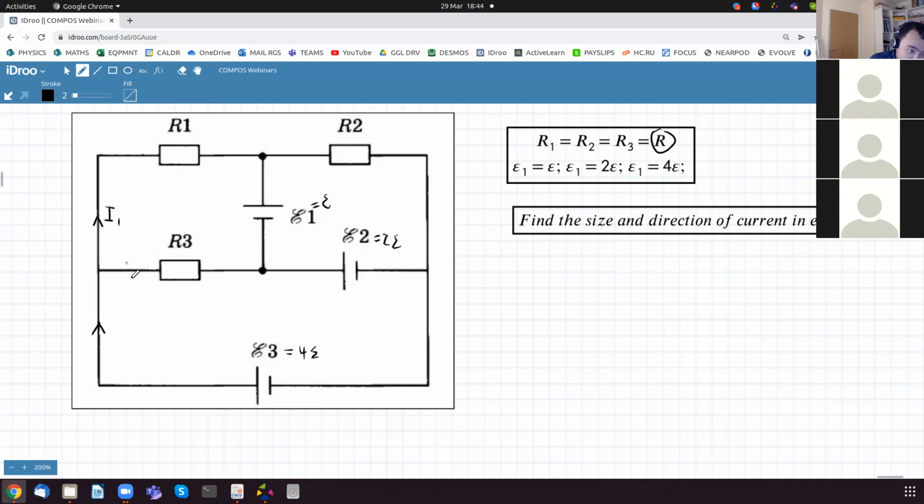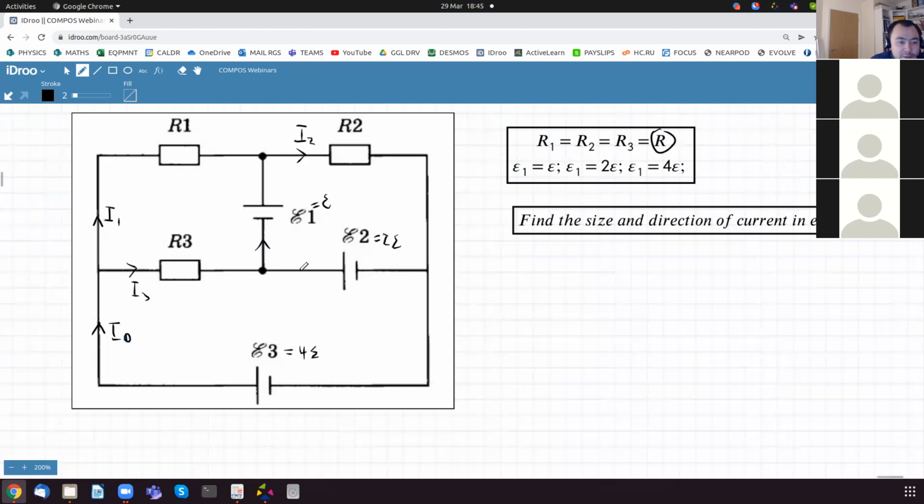Let's call this I3. I'm going to call this I0. I'm going to call this I2. Now, I assume the current in here flows this way, so I'm going to write it down. So I0, I1, I2, I3. We have 3 currents already.